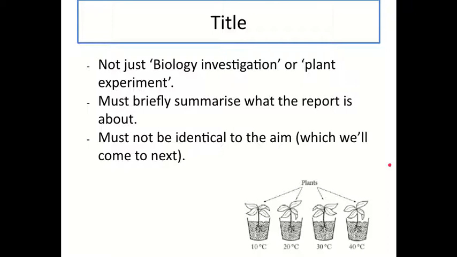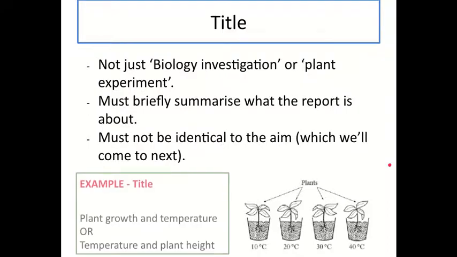So a possible example of an acceptable title for this experiment would be Plant Growth and Temperature, or Temperature and Plant Height. There's some other ones that would be fine as well. Both of these are short and snappy, but they're detailed enough that I know when I read them what this person is investigating in their experiment.